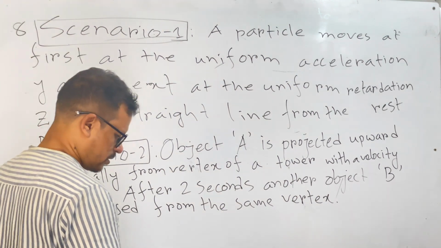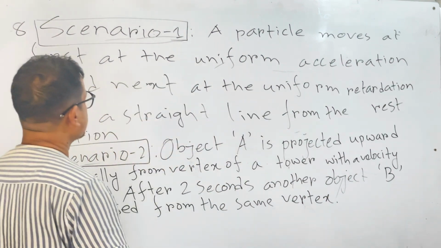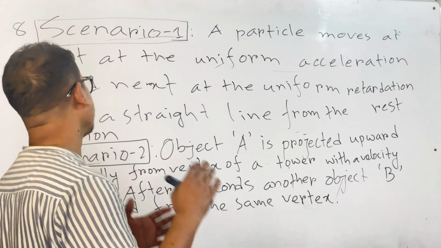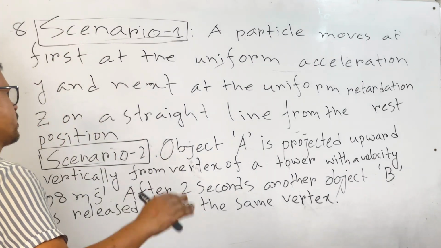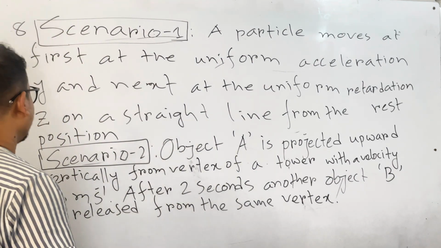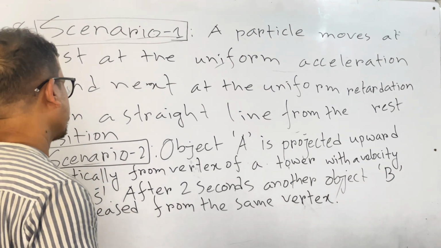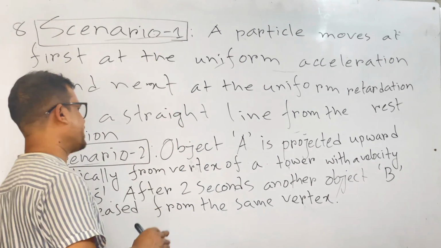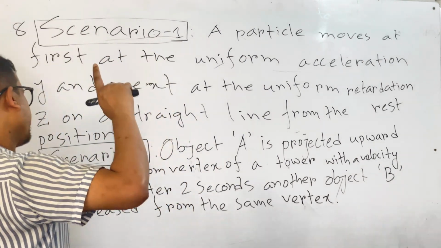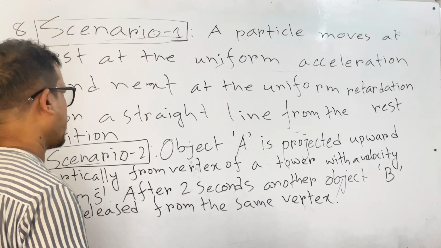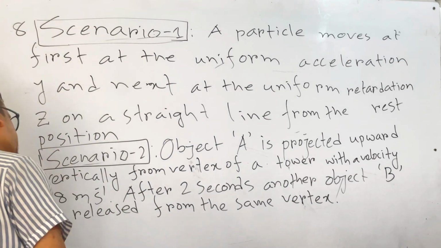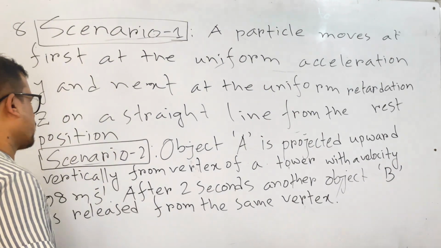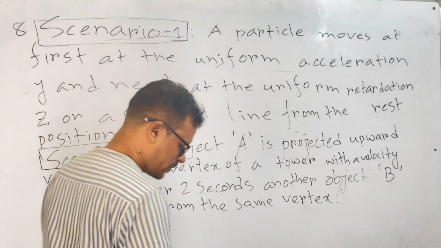Okay, now I have to say again: a particle moves at first at the uniform acceleration Y and next at the uniform retardation Z on a straight line from the rest position. Scenario 2: object A is projected upward vertically from the vertex of a tower with a velocity of 98 meters per second. After 2 seconds, another object B is released from the same vertex.